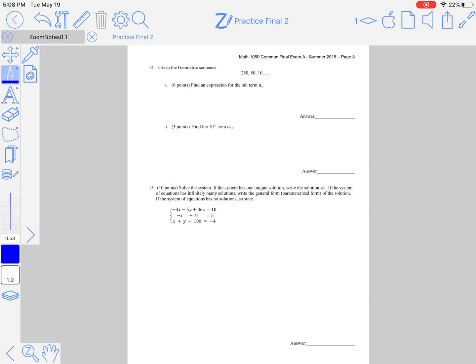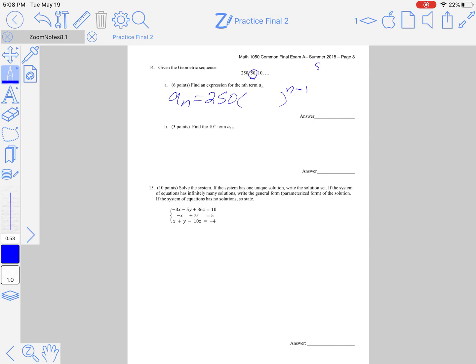Here we go. Last but not least, number 14. Given the geometric sequence here, find an expression for the nth term. Well, a sub n equals your first term, 250, times your common ratio to the n minus 1. So all we need to do is find that common ratio, folks, and we are done. How do you find the common ratio?